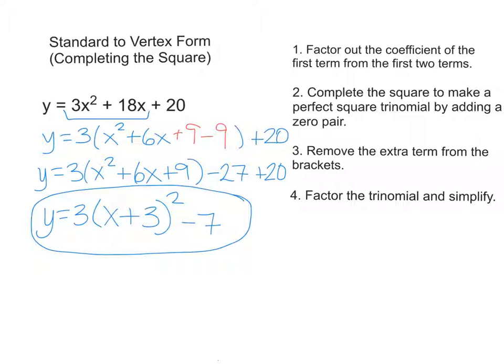What you should be able to do now to check is graph the original equation, y equals 3x squared plus 18x plus 20, and graph the new one, y equals 3 times (x plus 3) squared minus 7, and what should you notice? They're the same graph.